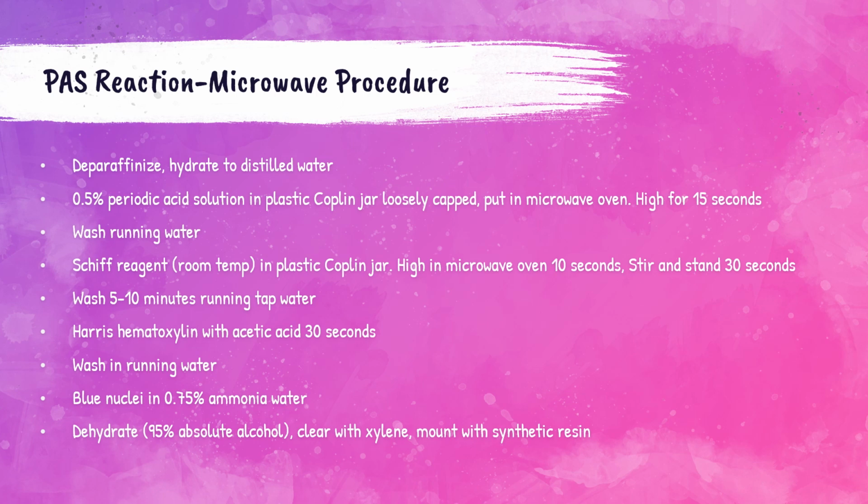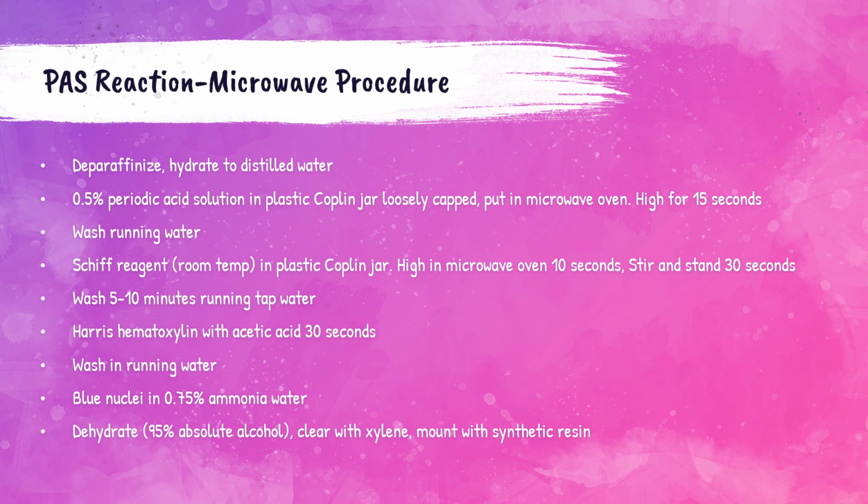After this heating step, it must be washed in running water. The slides must then be placed in a Copeland jar containing room temperature Schiff reagent. The Copeland jar must be heated in the microwave oven on high for 10 seconds. And after that second heating step, it must be stirred and let sit for 30 seconds. After that 30-second period, it must be washed for 5 to 10 minutes in running tap water.